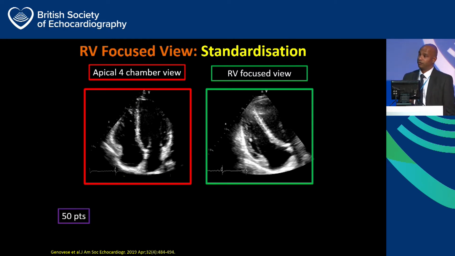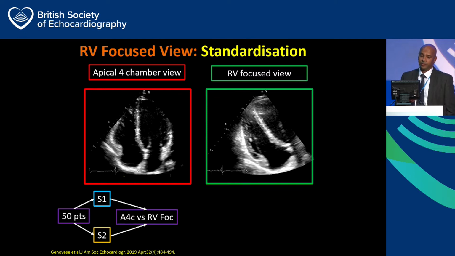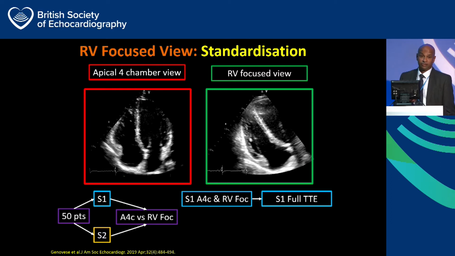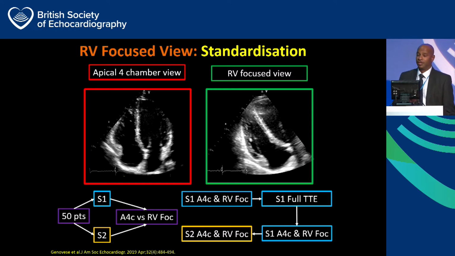So this group took 50 patients, referred for a clinical echo, and there were 2 sonographers, and they both measured the standard apical view and the RV focused view. So sonographer 1 would measure both views, then undertake the full transthoracic echo, and then at the end of the test, reposition the patient and undertake those 2 views again. Sonographer 2 would then come in and do the 2 views on the patient. As you can see here, they quite nicely identified test-retest variability, as well as intra-operator and inter-operator variability.